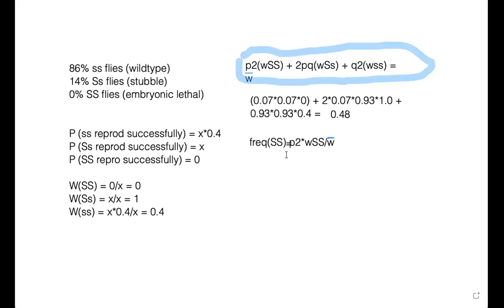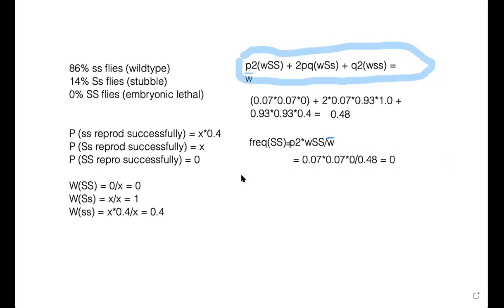So our new frequency of big S individuals is going to be 0.07 times 0.07 times 0 divided by 0.48, which is equal to 0. Okay, that was easy enough to figure out.